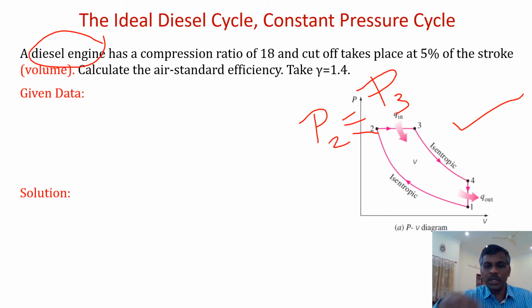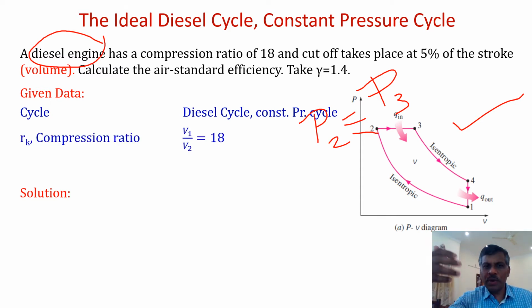Let us go into the given data. They have given compression ratio, so process 1 to 2 is compression. Higher volume will come at the top. So you know that V1 by V2 is, of course it is a diesel, compression ratio V1 by V2 is given as 18. Then you have to be very careful. Then they say cutoff takes place. The hidden thing is cutoff volume. That's an understanding you should have. What is cutoff volume? What does cutoff mean? Fuel injection starts and ends. That period we call as the cutoff period. Fuel injection period is called the cutoff period.